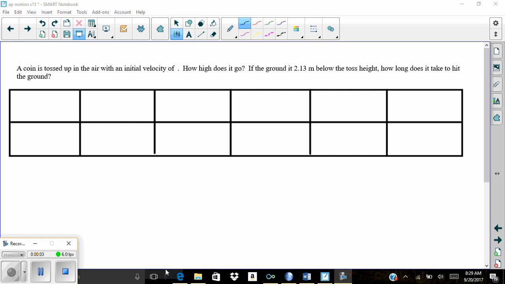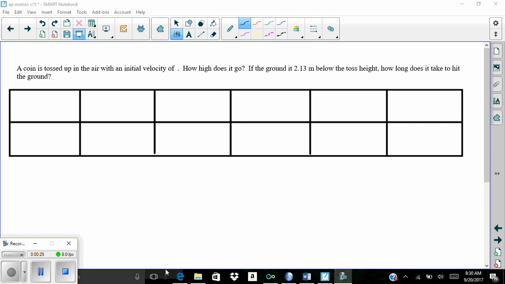In this next example, we're going to use our information about free fall. Remember, when you see the words free fall, it means ignore air resistance, and the acceleration due to gravity is negative 9.8 meters per second squared j hat, meaning 9.8 meters per second squared directed downward. Okay, acceleration in free fall problems never changes.